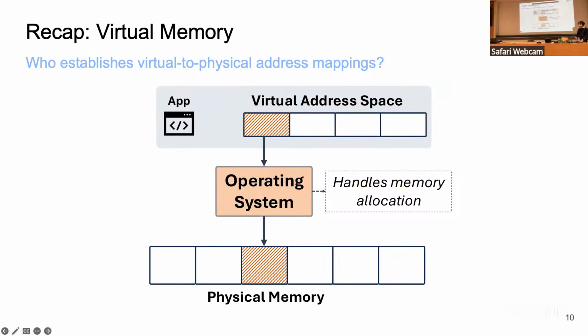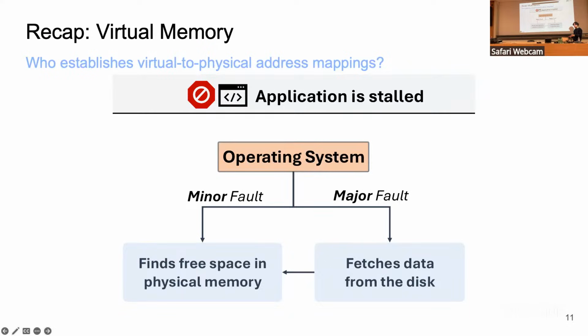And that is where the operating system comes in. It takes over in modern systems. The operating system handles the memory allocation and establishes the mappings for us. We stop the application, basically, because the mapping is not established yet. And then the first thing the operating system tries to do is find free space in the physical memory to place our data, our virtual page. This is called a minor fault. If, though, the data needs to be fetched from disk, for example, you want to read a file using your program, this is file-backed data and it's not already stored in memory. So it's somewhere on the disk, and you first need to fetch it from the disk and find free physical space in the physical memory. That's what we call a major page fault. A major page fault is a lot more expensive than a minor page fault.